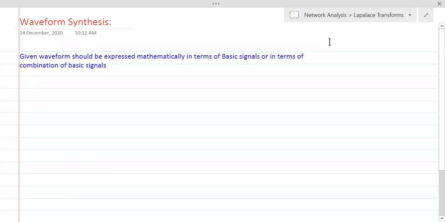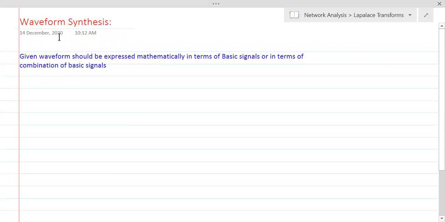Today's topic is waveform synthesis, wherein a waveform would be given to you graphically. So that graphical waveform needs to be expressed mathematically in terms of basic signals or in terms of a combination of basic signals. Okay, so that is what synthesis means: generation. Everybody understand? Synthesis means generation of a waveform.